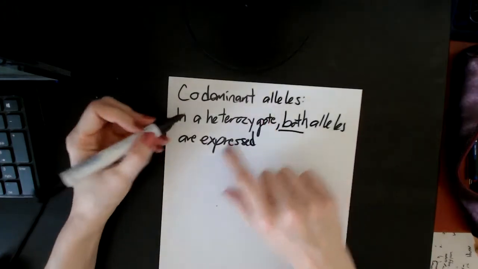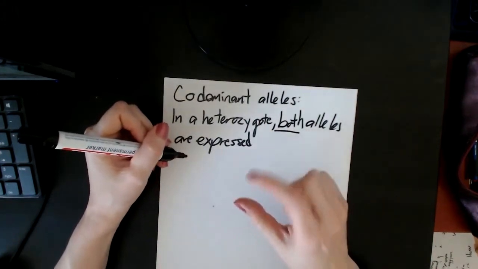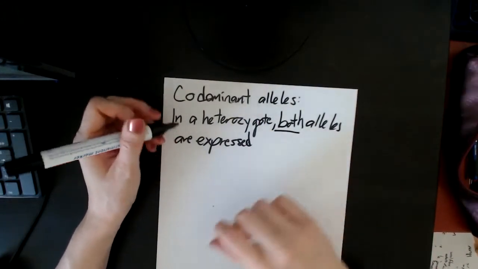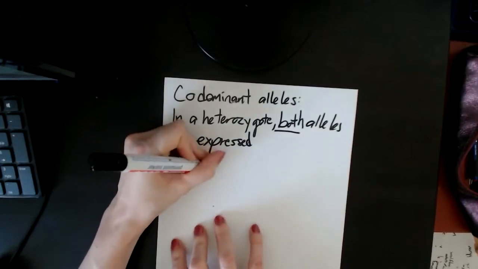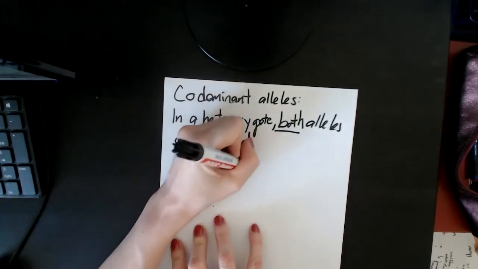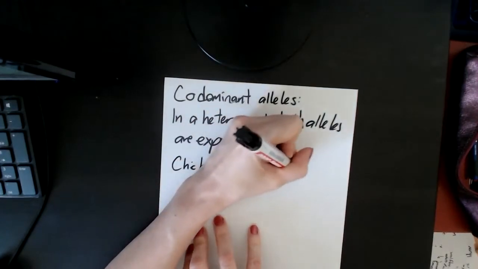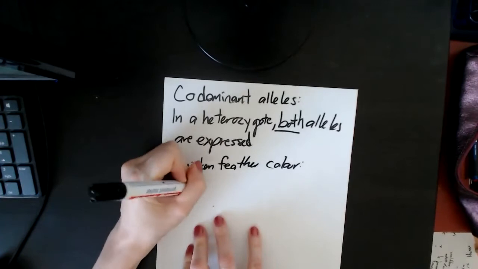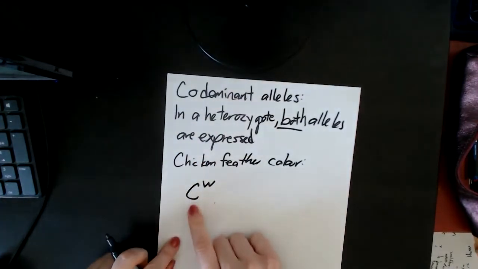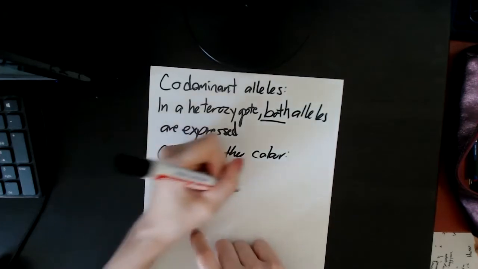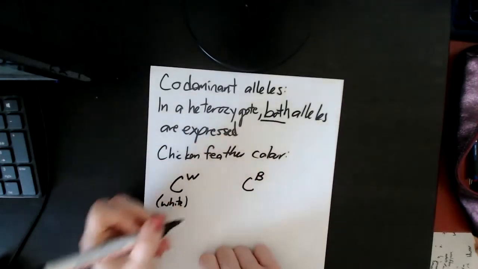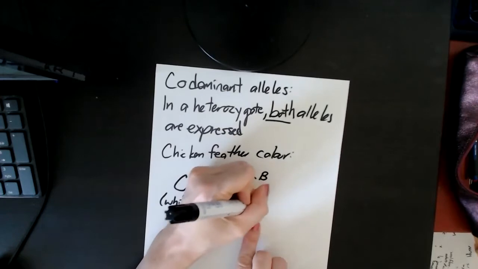And it's usually codominant alleles, rather than using one capital letter and one little letter, because they're not dominant and recessive over each other, they're often written like this. So if you're talking about chicken feather color, it's often written like this. You can have, this would be one allele, okay? And this would be for white feathers. And then this would be for black feathers.